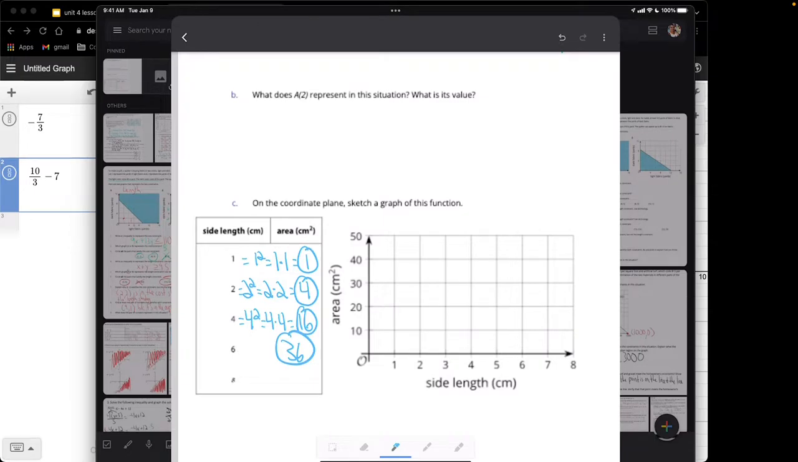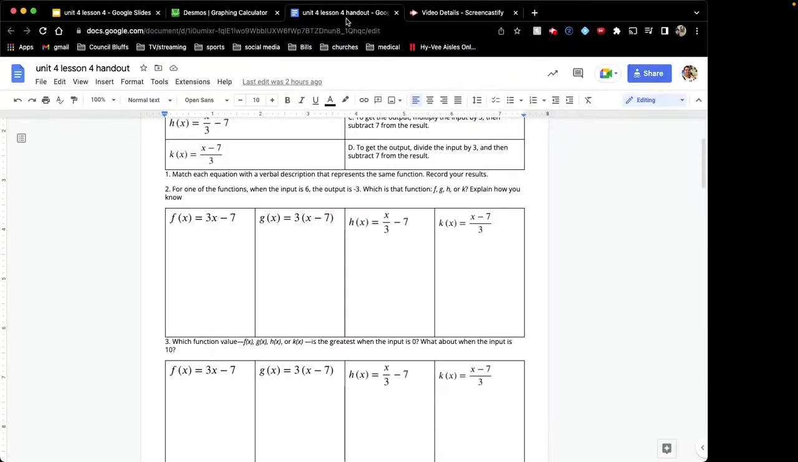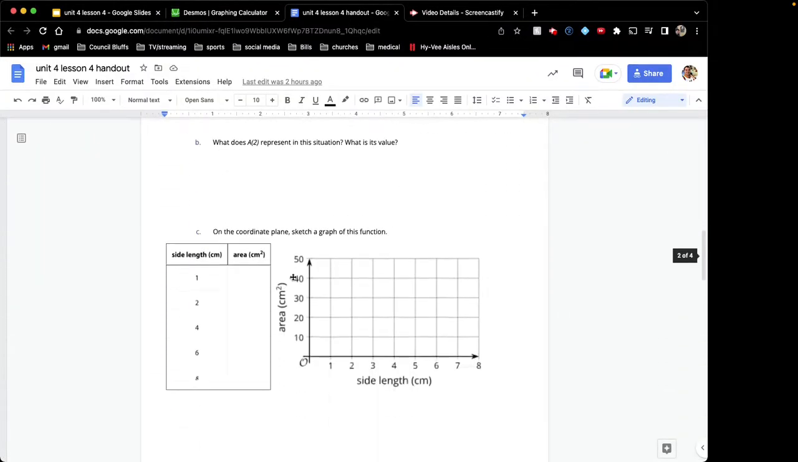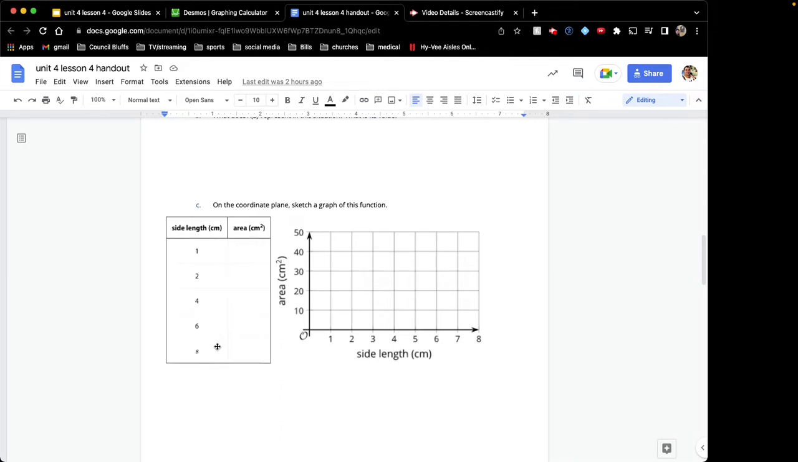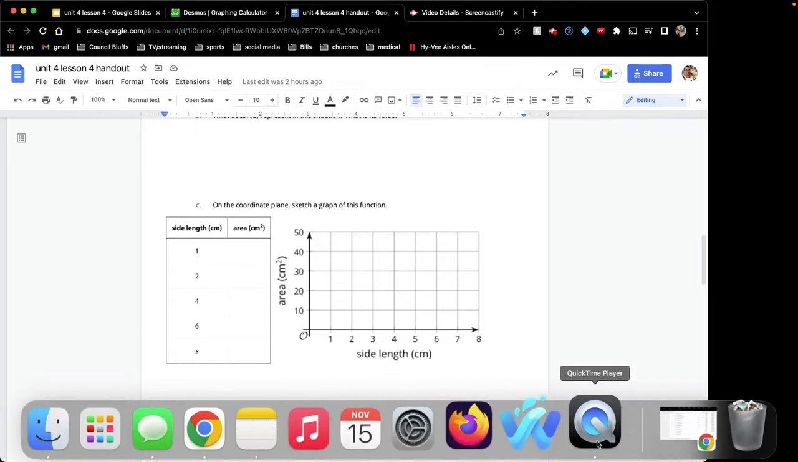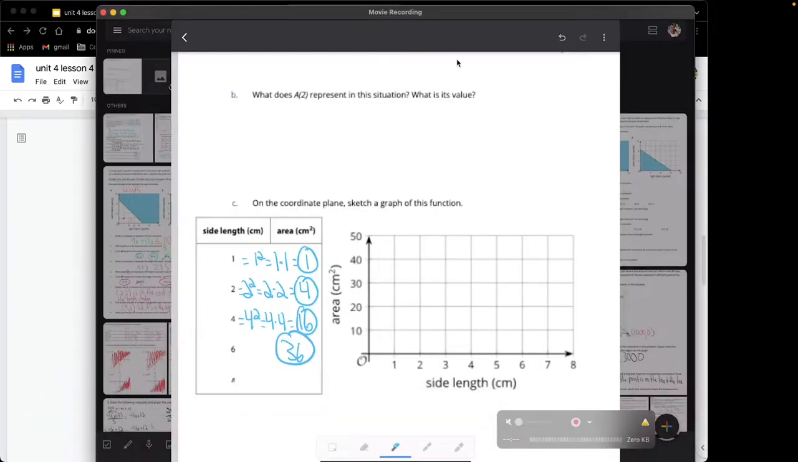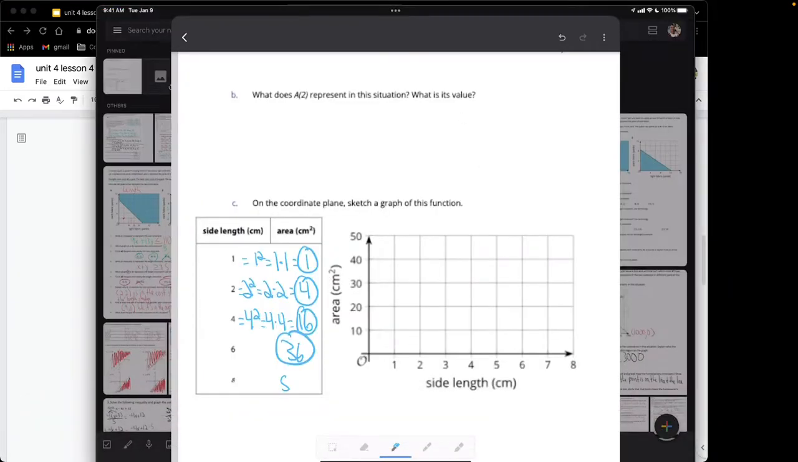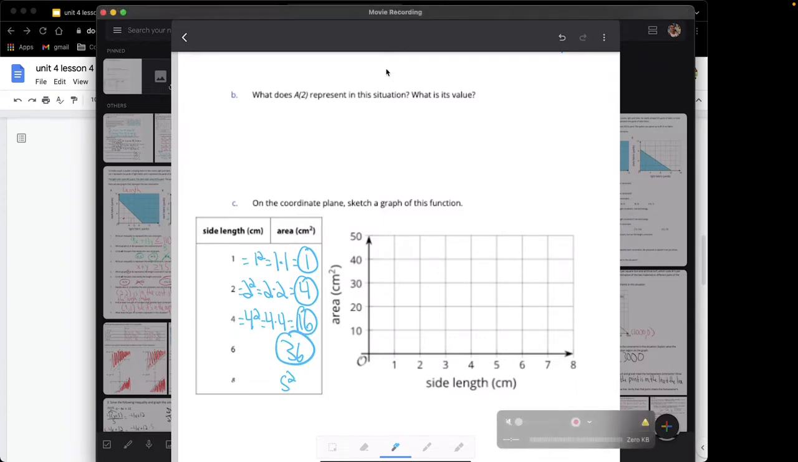And then the last table here is kind of hard to read. So let me take a look here. That looks like a G. Actually, that looks like an S to me. So my area is just going to be S squared, like I said. So that's our table.